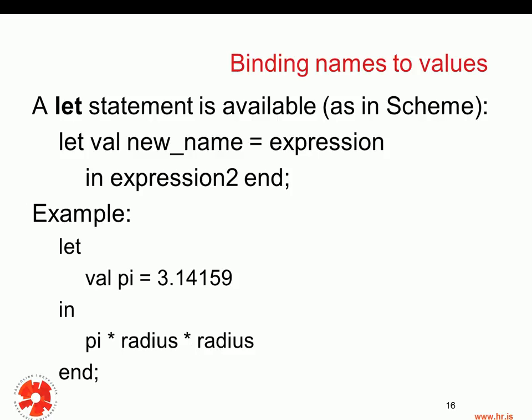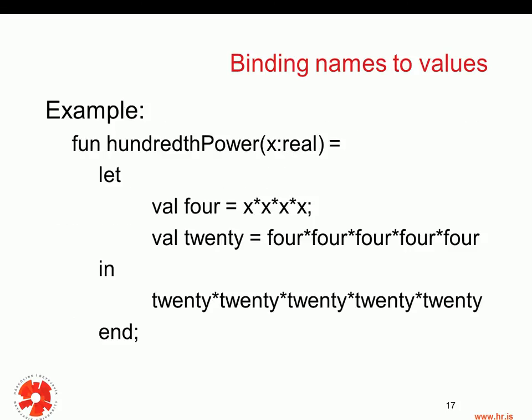So how does ML calculate the value of this expression? Well, when it sees pi times radius, it substitutes pi with the value of pi introduced in the let expression. So here pi really behaves like a constant. Of course, radius has to be defined as well in order for this expression to give a result. And this is very similar behavior to what we saw in Scheme. Here's another example, the function 100th power, which takes an x as an argument. And notice, here we explicitly specify the type of the formal parameter.